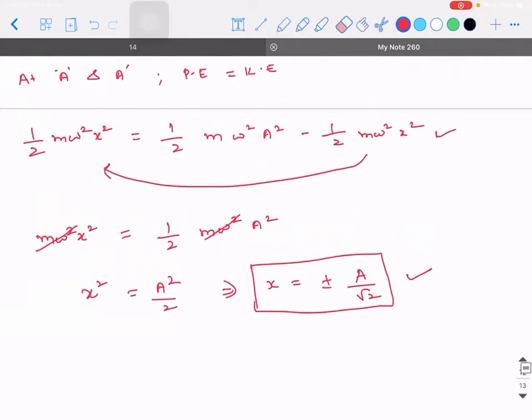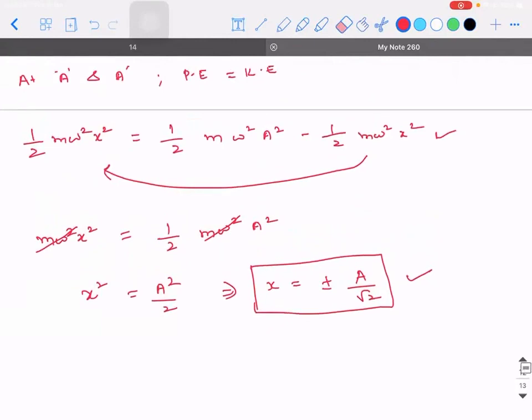If you want to copy something, let me know from where I should show. So here x is the displacement, right, sir? X is the displacement from the mean position. Please make a note of it. So plus or minus a by root 2 is the answer.